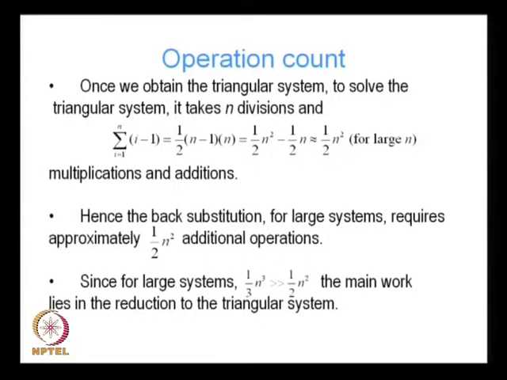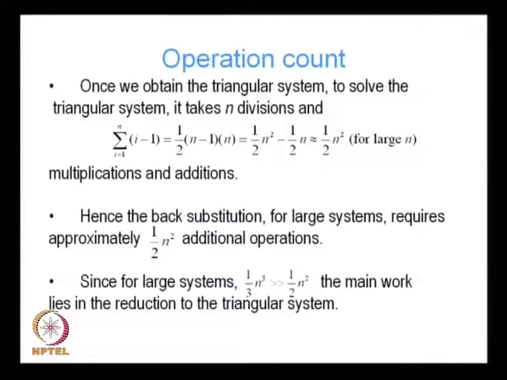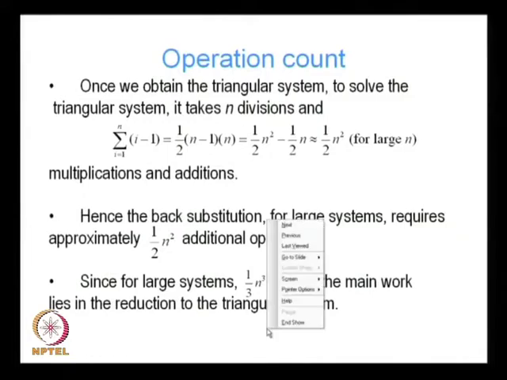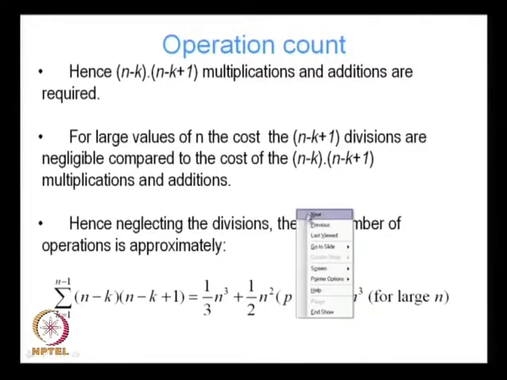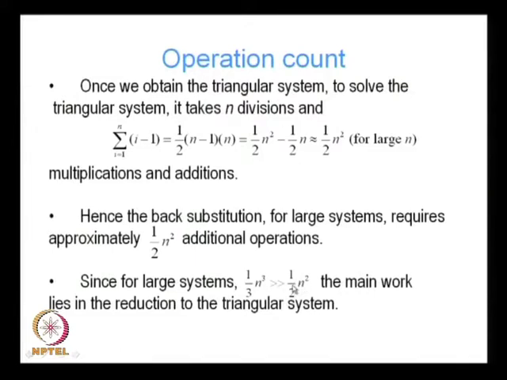Once we have obtained a triangular system, solving the triangular system takes n divisions, and as we saw earlier it takes half n minus 1 times n additions and multiplications, which is approximately half n square operations. Hence, the back substitution for large systems requires half n square additional operations. Recall from our previous slide that 1/3 n cube is the total cost of the reduction. 1/3 n cube is always going to be much larger than half n square for large systems. So, the major cost in Gaussian elimination lies in the reduction to the triangular system.